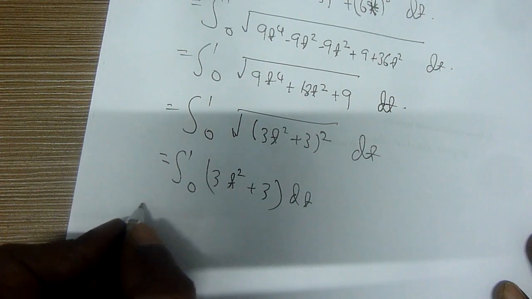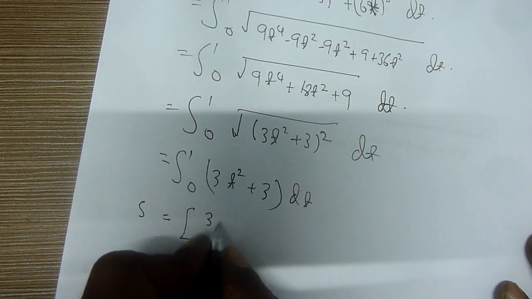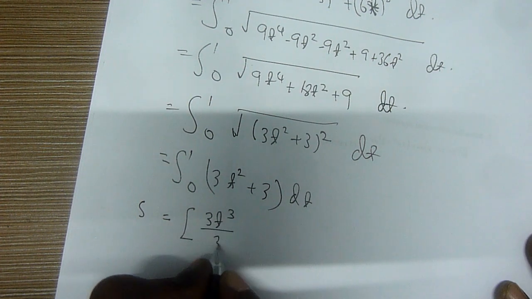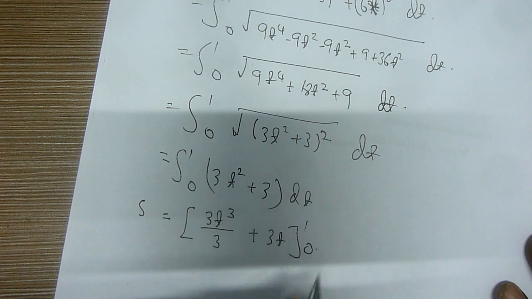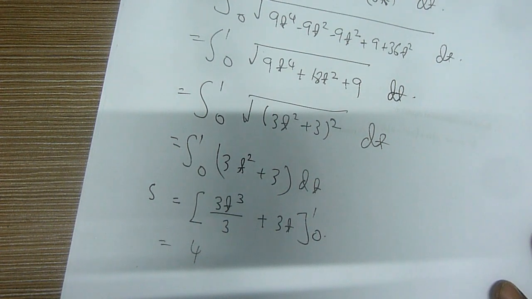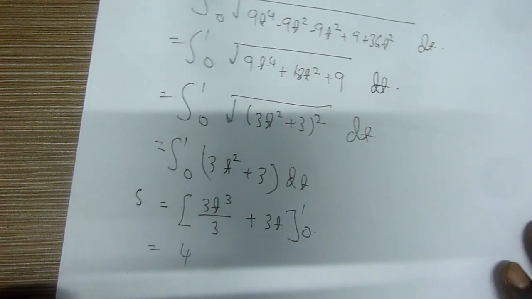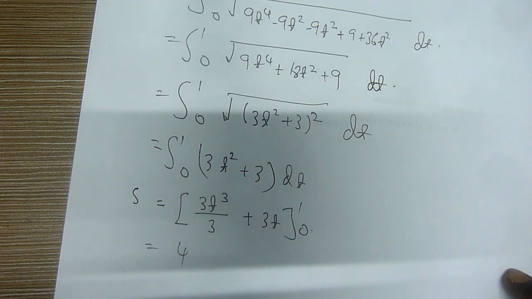And the s can be calculated as 3t plus 3t from 1 to 0. Then I hope that you can solve the rest of the things. I cannot spend more time here. Therefore, now you know how to calculate the length.